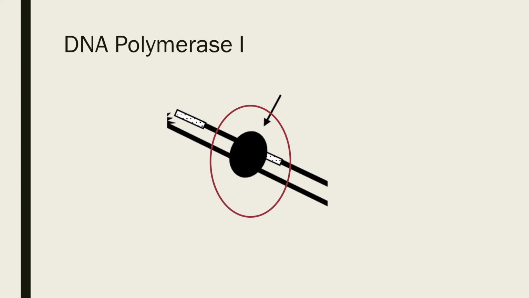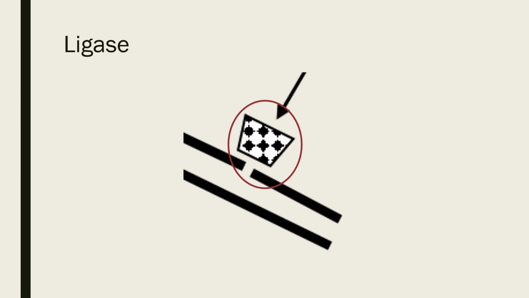DNA polymerase I is responsible for removing the RNA primers and replacing them with DNA nucleotides. DNA polymerase I, however, fails to bind these new nucleotides to the adjacent strands. Ligase comes in and it fixes the phosphodiester nicks, creating continuous strands of DNA.